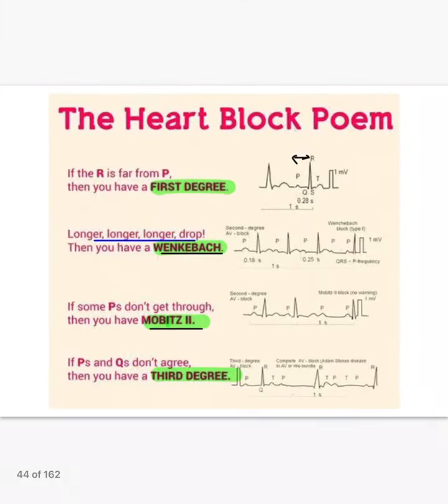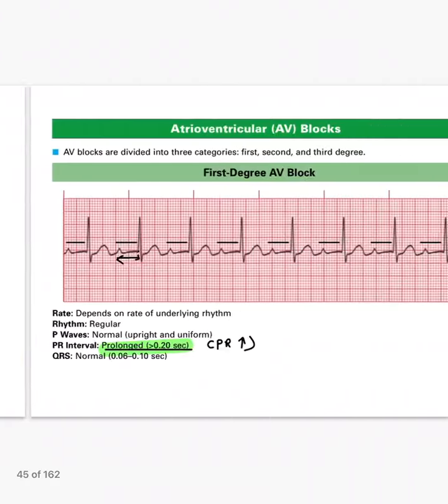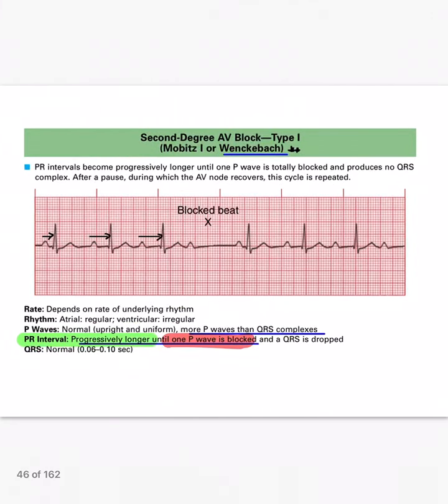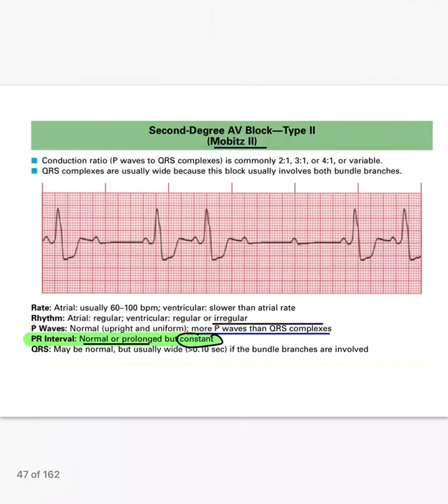Now coming on to second degree Mobitz type 2. If some P's don't get through, then you have Mobitz type 2. In Mobitz type 2, there are more P waves than QRS waves. Here the PR interval is constant. In type 1, the PR is progressively longer as you move, and then it drops a P wave.